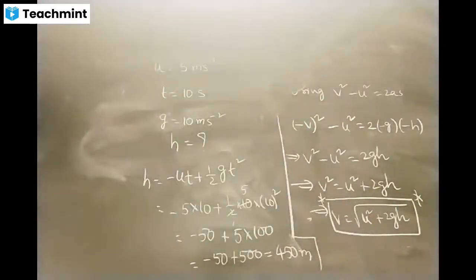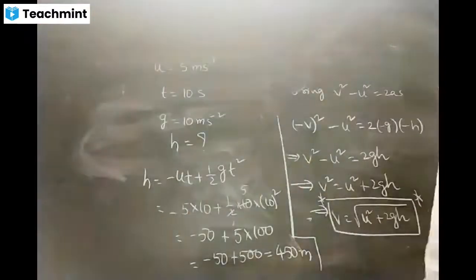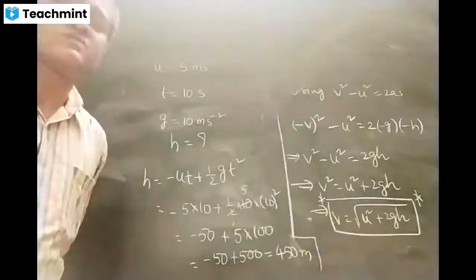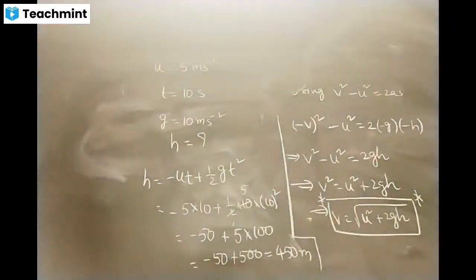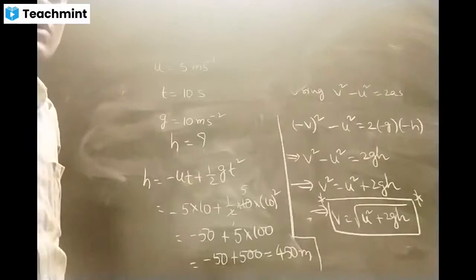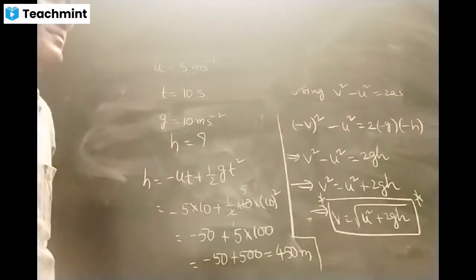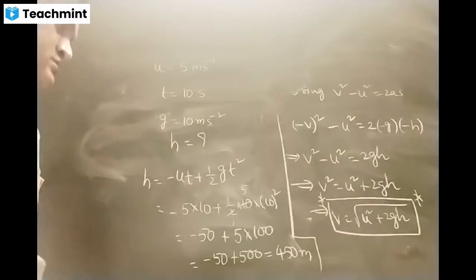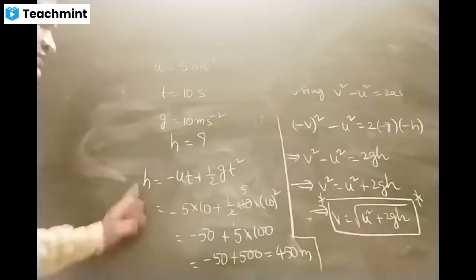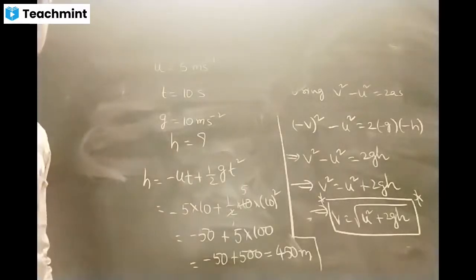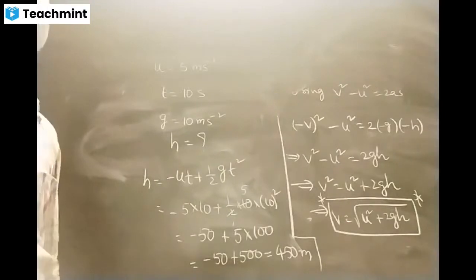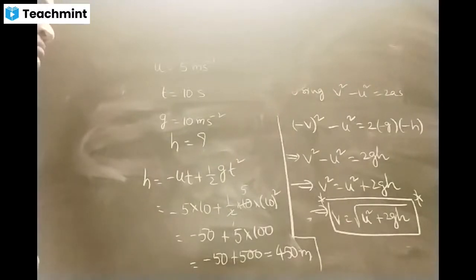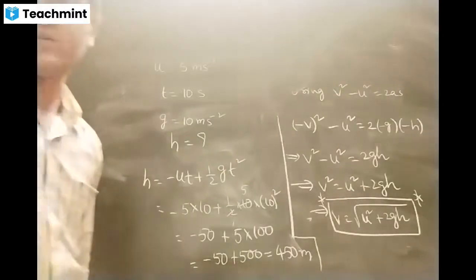The H value is plus 450. When we say the height of tower, we always say positive. That negative sign just tells about the direction of displacement. I mean, downward direction I'll take as negative. But anyways, if you calculate the height of tower, you'll get positive. Its value is 450 meters.